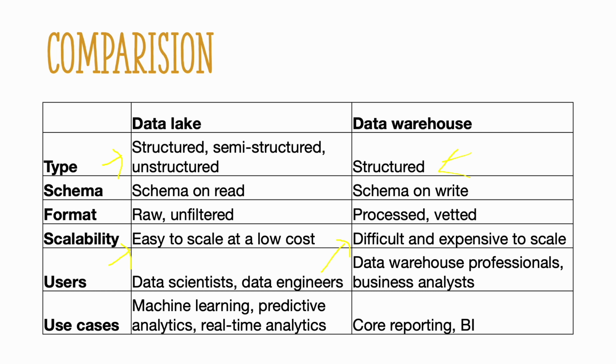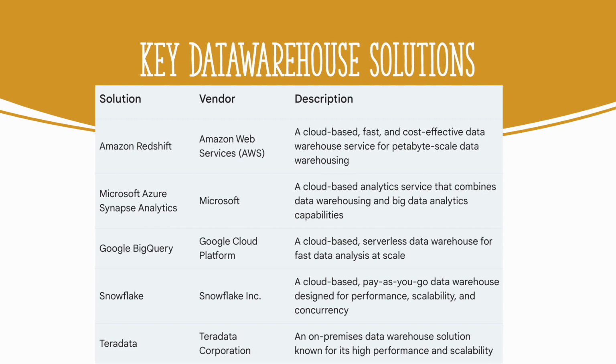Users: for a data lake, they are data scientists and data engineers, because they can run algorithms directly on the data and identify patterns. For a data warehouse, it is more business analysts reading the transformed data and drawing patterns out of it. Use cases: machine learning, predictive analysis, and real-time analytics for a data lake, while for a data warehouse it is reporting and business intelligence. These are the key data warehouse solutions we have: Redshift from AWS, Azure Synapse Analytics from Microsoft, Google BigQuery, Snowflake, and Teradata. These are the prime solutions available.